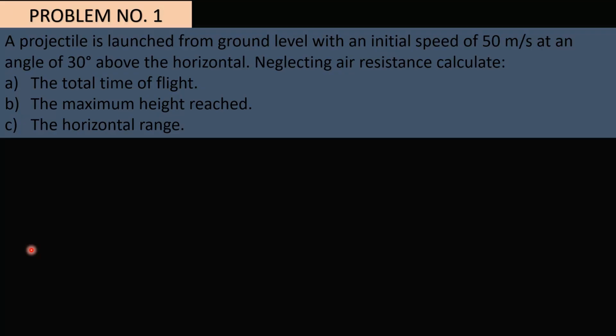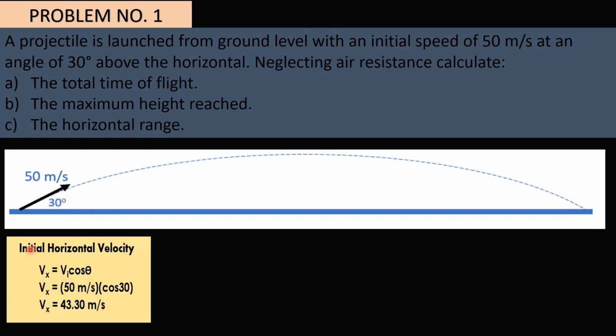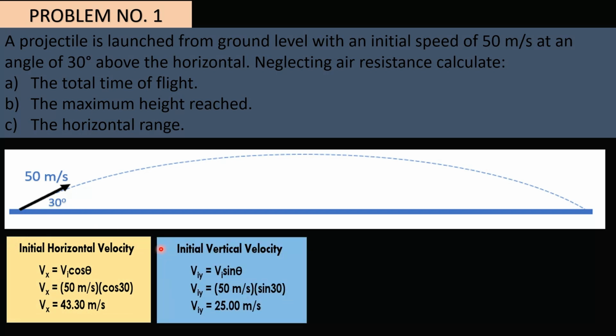Example number 1. A projectile is launched from ground level with an initial speed of 50 meters per second at an angle of 30 degrees above the horizontal. Neglecting air resistance, calculate the total time of flight, the maximum height reached, and the horizontal range. This is the diagram of the situation with its given parameters. We solve first the x and y component of the initial velocity. Then we place them on a table separating the horizontal and the vertical motion parameters.